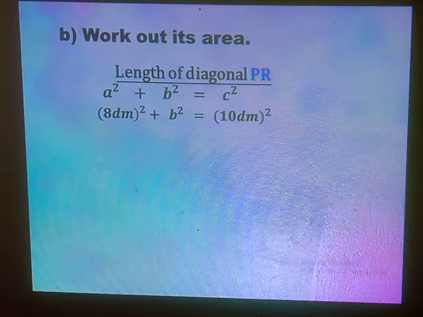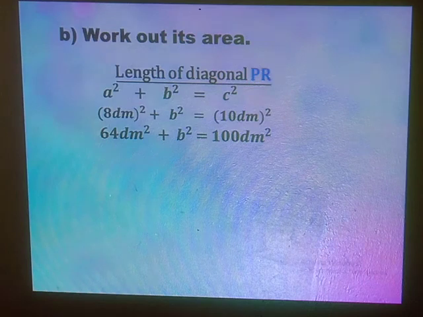Now we need to work out there. 8 decimeters times 8 decimeters, what shall we get? Then 10 decimeters times 10 decimeters, what shall we get? If you did the right work, I believe you should be able to have what I'm having. So now we have 64 square decimeters plus B squared is equal to 100 square decimeters.